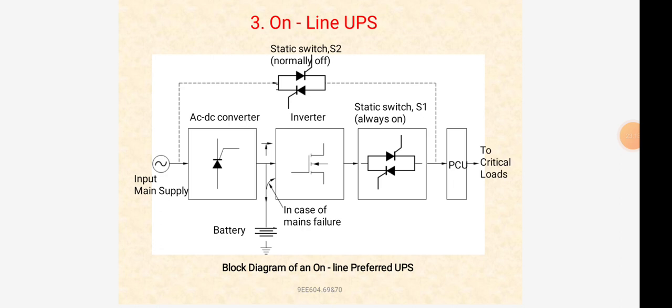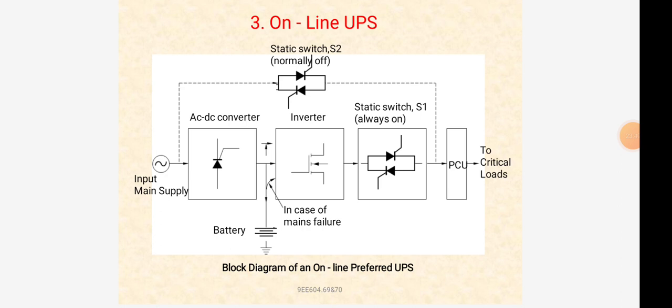Hence, power supply to the load continues without any interruption. In this method, in the event of failure of the inverter, the mains can be diverted to the load through the static switch S2, and its direction is presented by dotted lines.